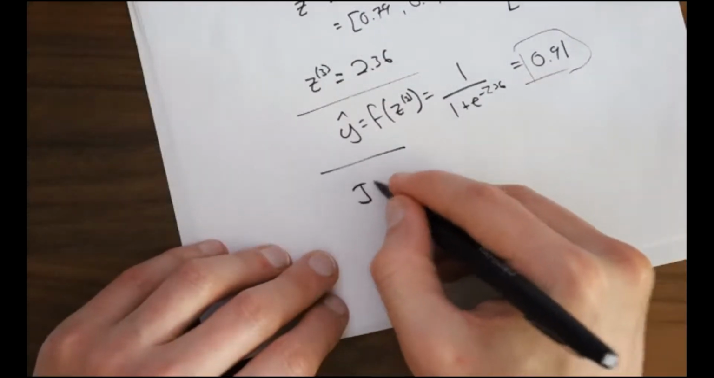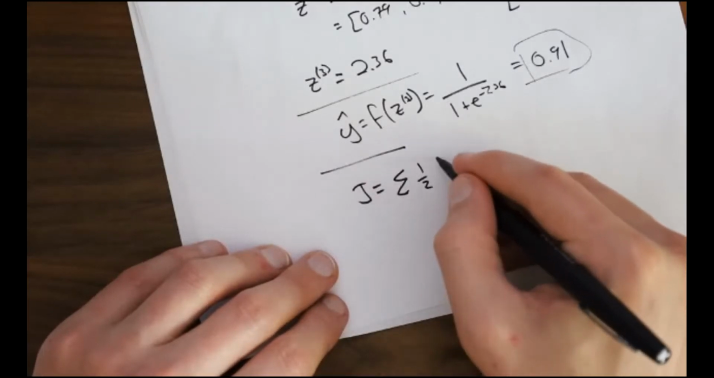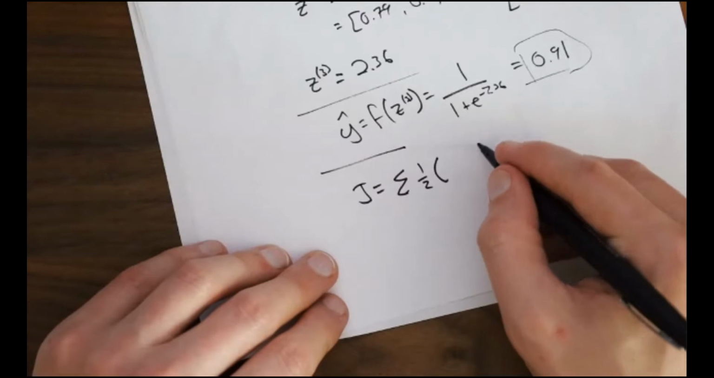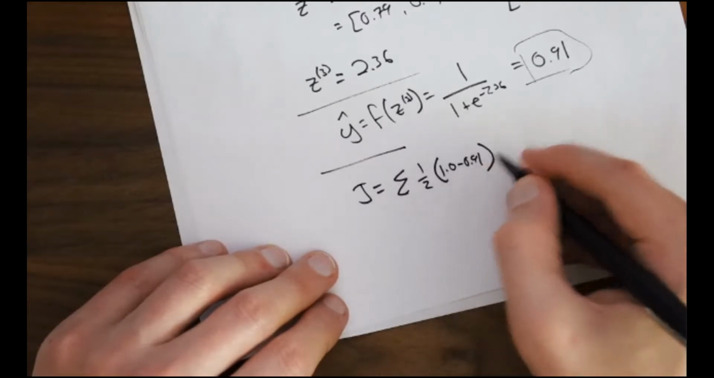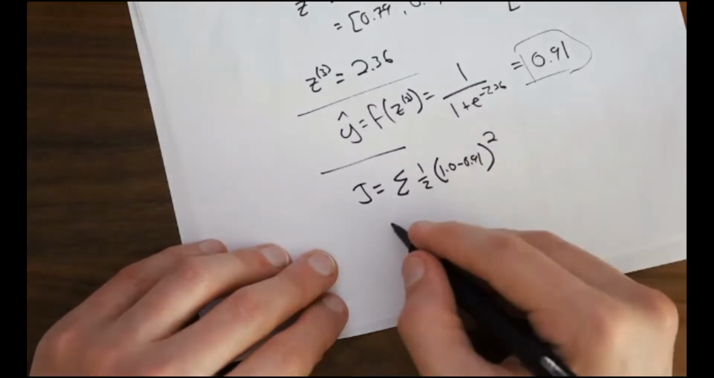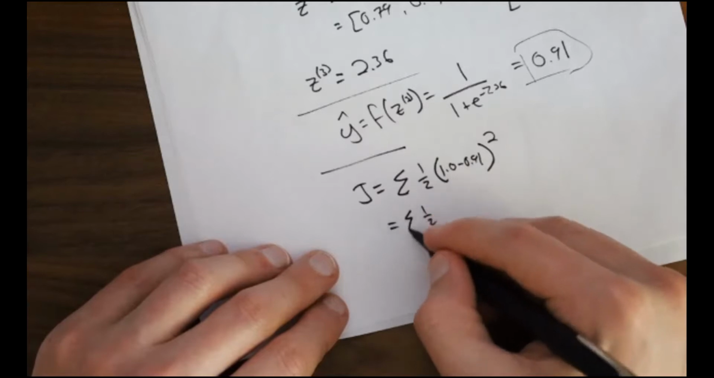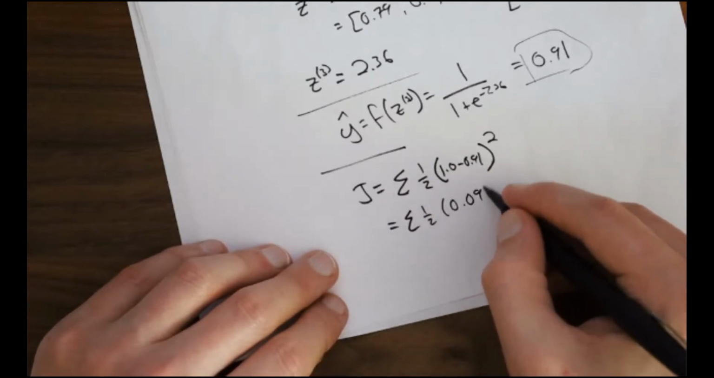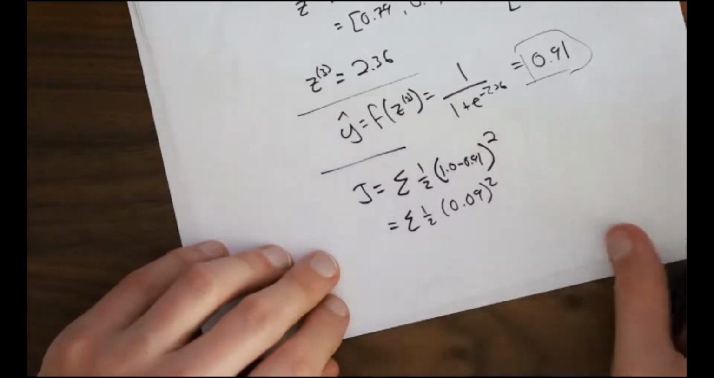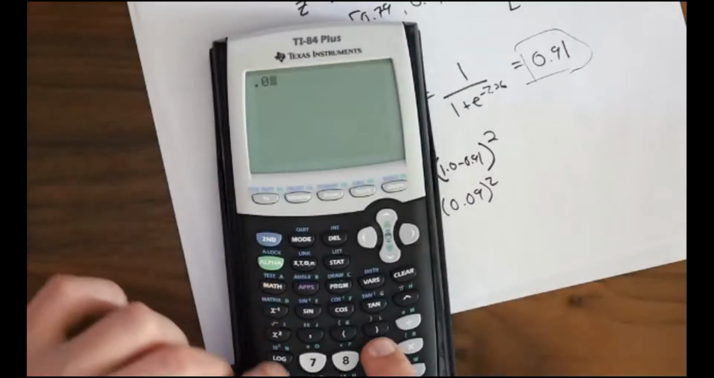So we can go to equation 5 now. So J is equal to the sum of 1/2 times y minus y hat, squared. So in this case, y is 1.0, y hat is 0.91. The difference between these is 0.09, so we've got 0.09 squared, is that 0.0081, I think, or is it 0.081?